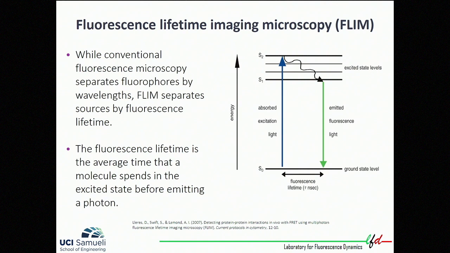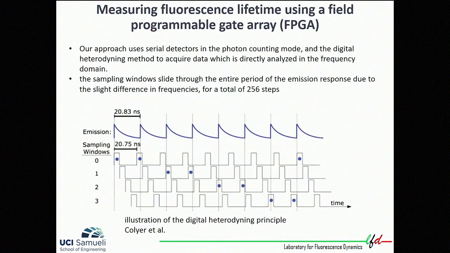Our approach is to use fluorescence lifetime imaging microscopy, and the advantage of this, as opposed to, let's say, spectral emission imaging microscopy, is the capability to identify unique signatures within the tissue. So the fluorescence lifetime is the average time that a molecule spends in the excited state before emitting the photon. And how we do this is that our approach is to use serial detectors in a photon counting mode, and we programmed a field programmable gate array, or FPGA chip.